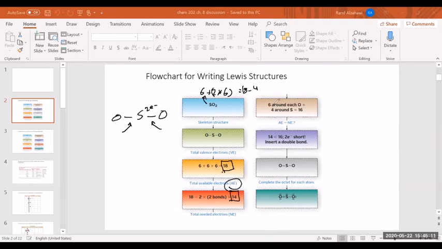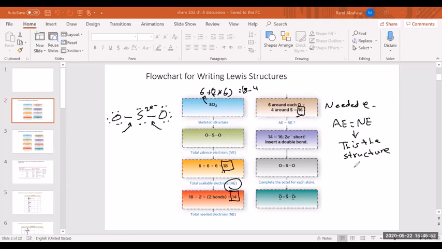Now, how many electrons do we need? The needed electrons. We need to make each of them achieve the octet. So we need 6 for each oxygen, and here 4 for the sulfur. So we need 16. Now, you will answer this question: if AE equals NE, this is the Lewis structure. This is the structure.